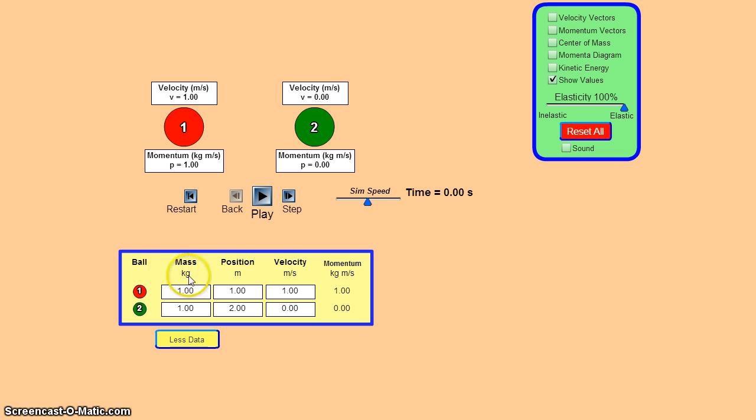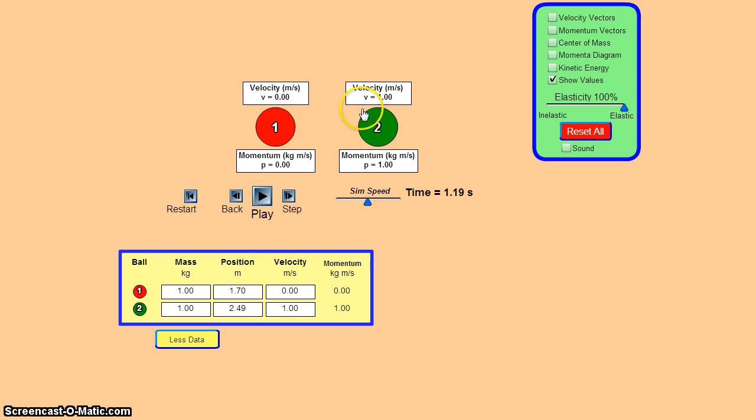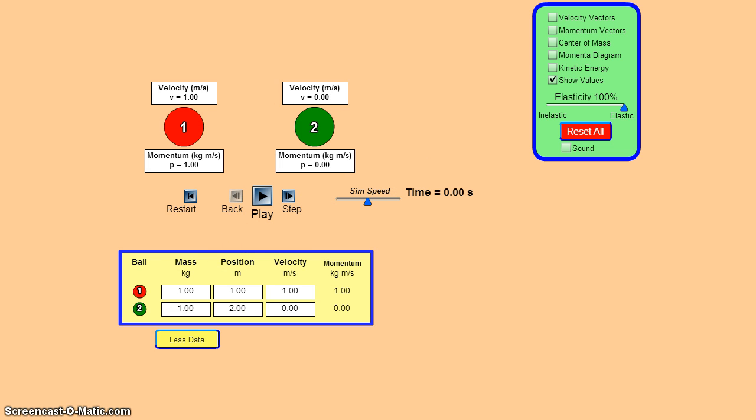The first object is going to move with a velocity of 1 meter per second while the second object is at rest. The momentum of the system is 1 kilogram times meters per second, because the momentum of the first object plus the momentum of the second object equals 1. After the collision, the momentum of the system is still 1. Object 1 is at rest, while Object 2 gains Object 1's original velocity and momentum. Therefore, momentum is conserved.